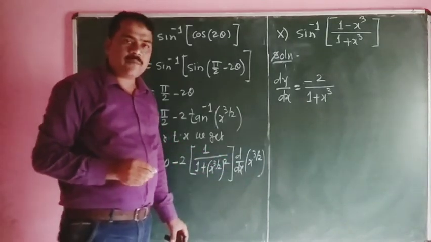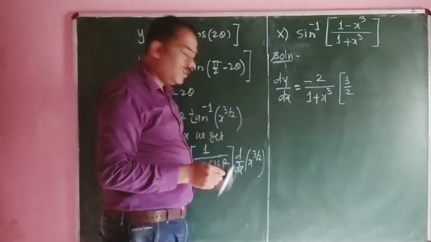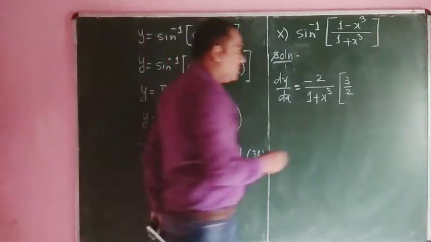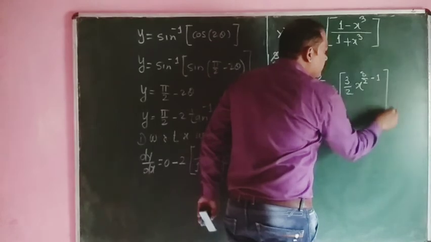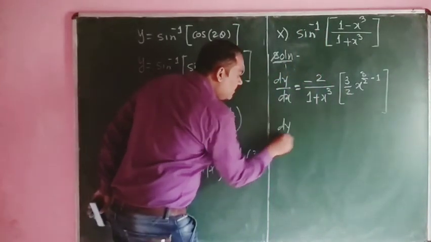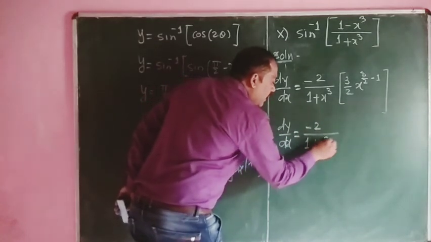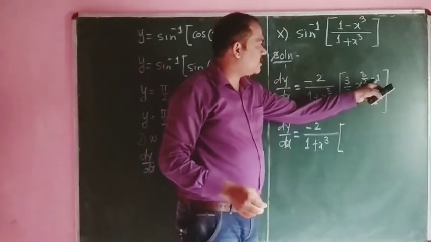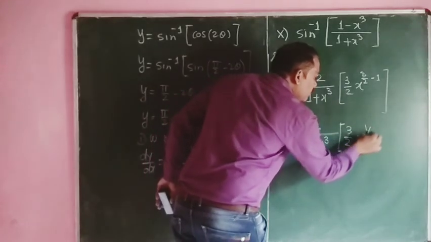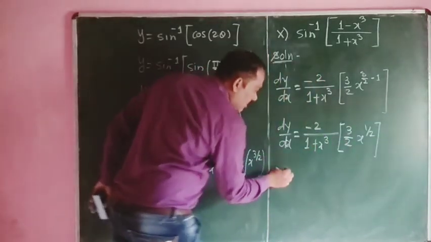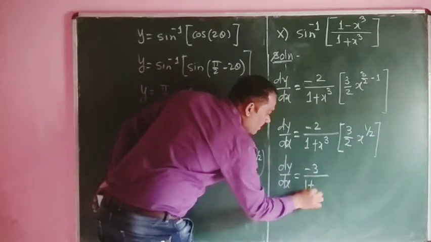Now we take the derivative of x raised to 3 by 2 by using the power function formula. The power we take as it is, and from the power we subtract 1, that is into x raised to 3 by 2 minus 1. So dy by dx is equal to minus 2 divided by 1 plus x cube into 3 by 2 into x raised to 3 by 2 minus 1, which is 1 half. This 2 gets cancelled, so we get dy by dx is equal to minus 3 divided by 1 plus x cube.